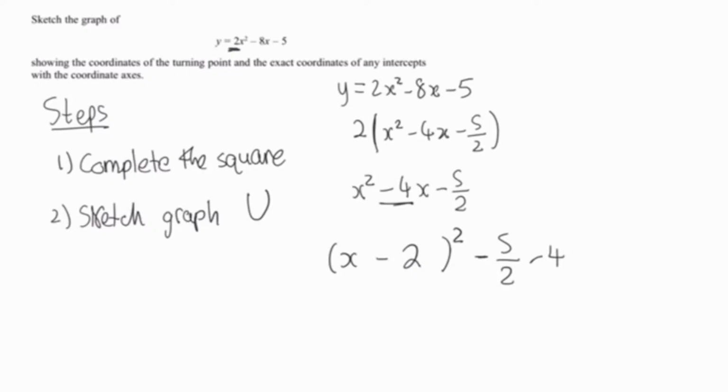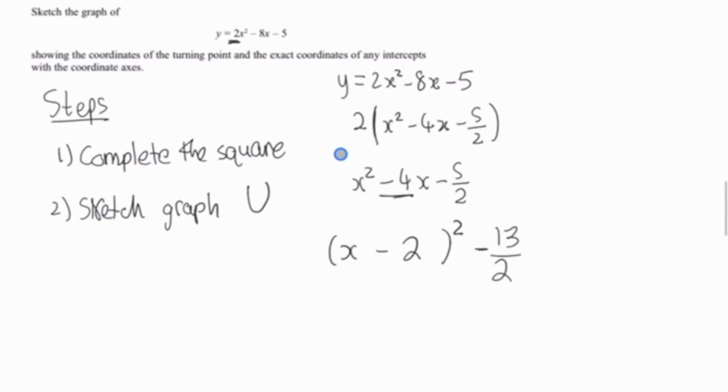So this will be our completed square. So if we simplify minus 5 over 2, take away 4, we're going to get minus 13 over 2. So if I just write it here, that will be our completed square form. But remember, we had this 2, so we just bring it back into the brackets. So this is our final completed square form.